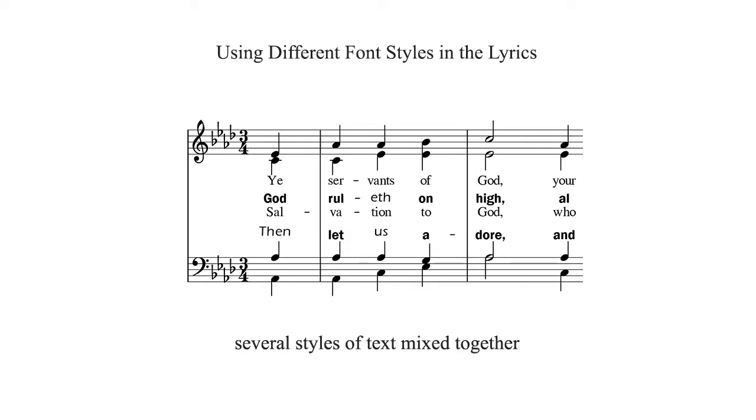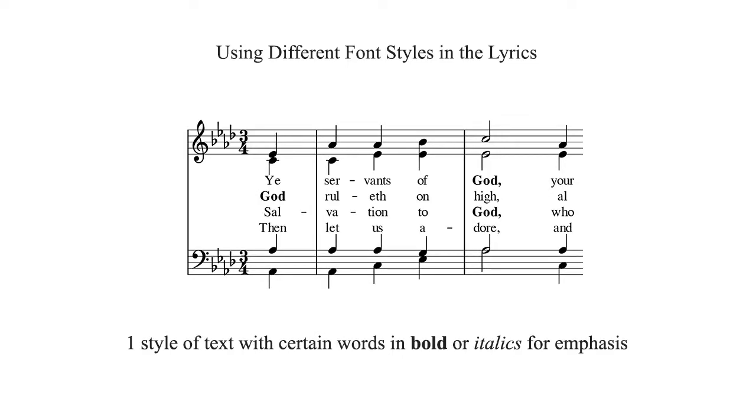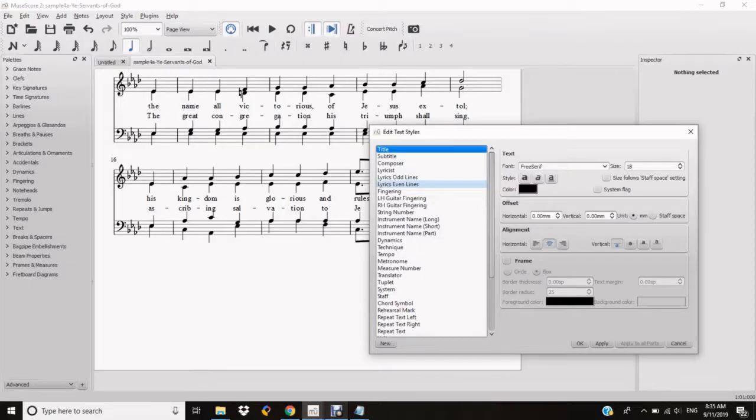MuseScore does allow you to select each syllable in the lyrics and change the font style individually. It is rare to use more than two font styles on a piece of sheet music. It is more common to have just one font style with certain words in bold or italics for emphasis. We will change the font for the even lines and see how it looks.